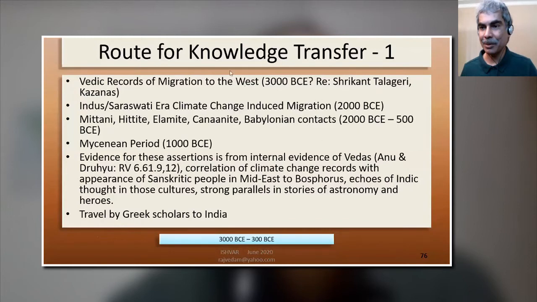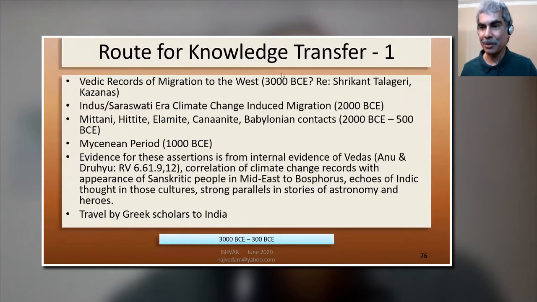I'm saying there are many, many routes, 3000 BC to 300 BCE, the routes of Indus Valley once there was climate-induced migration, Saraswati drying up and people getting out, the Mitanni, Hittite, Elamite, Canaanite, Babylonian contacts. I'm showing that in other works, Vedic records of migration, Mycenaean period stories that are common between Greeks and Indians. And also the known travel by Greek scholars like Pythagoras and Democritus and many others who came to India in certain time frames and took knowledge.